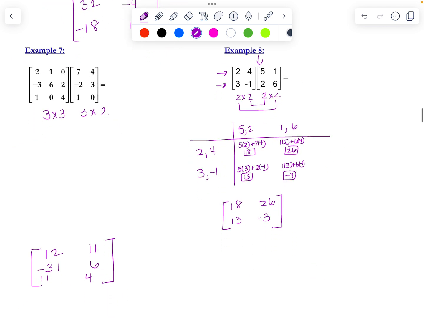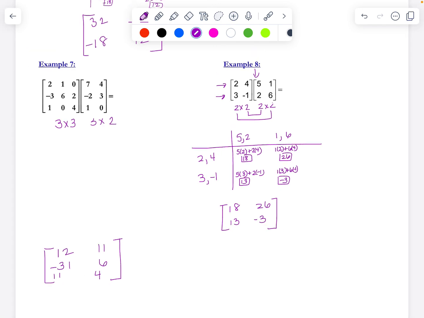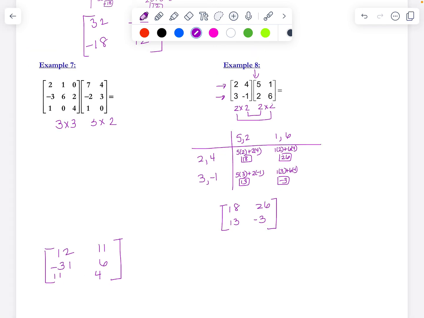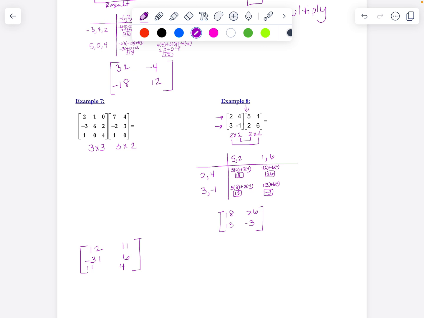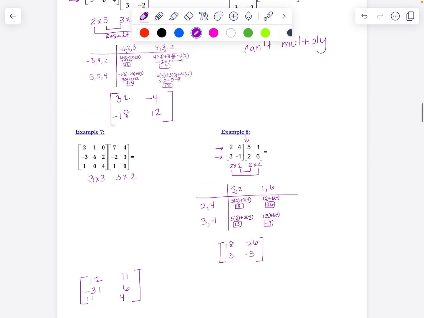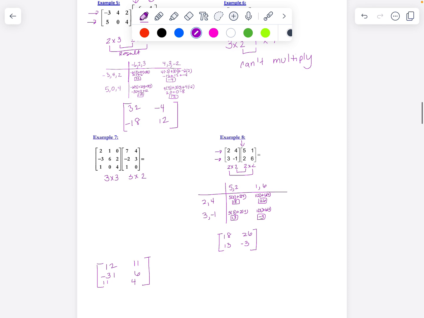So go ahead and try example 7 on your own. This is one way that you could multiply. There are other ways that you could multiply. I feel that this is the easiest way to keep things on track. Other teachers might teach it a little bit differently, but I feel this is the easiest way to keep things on track.